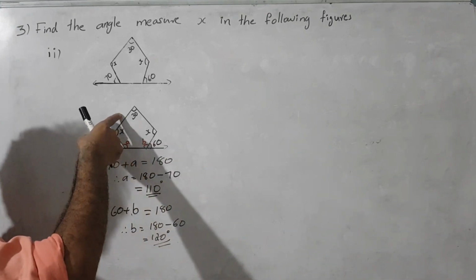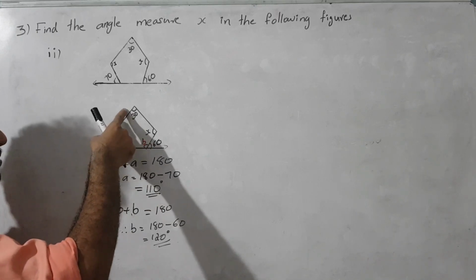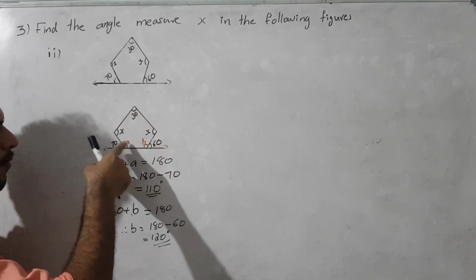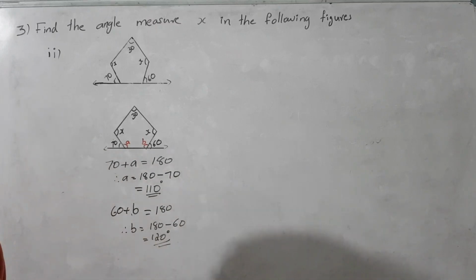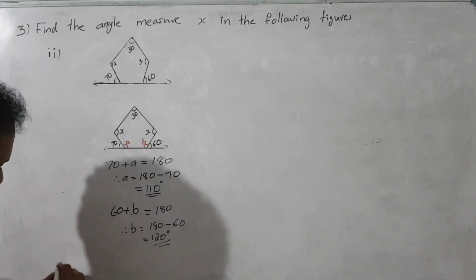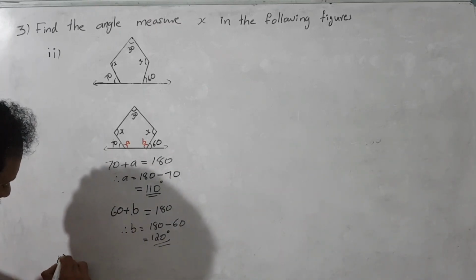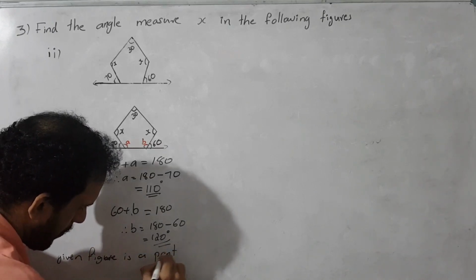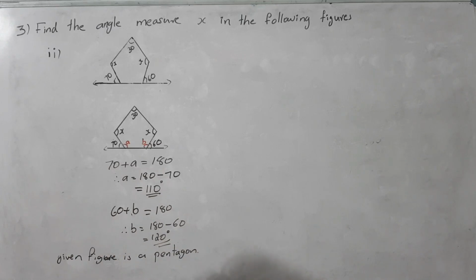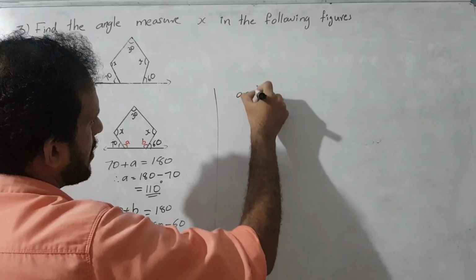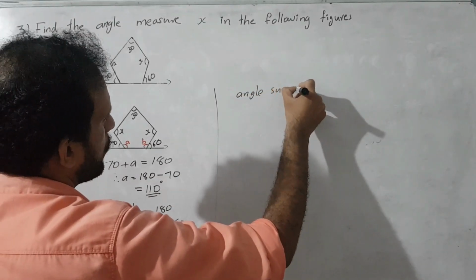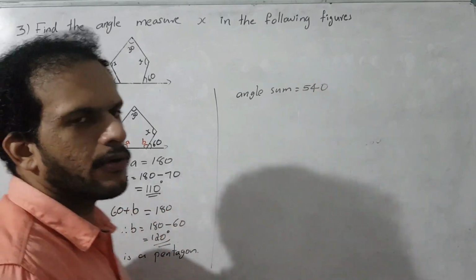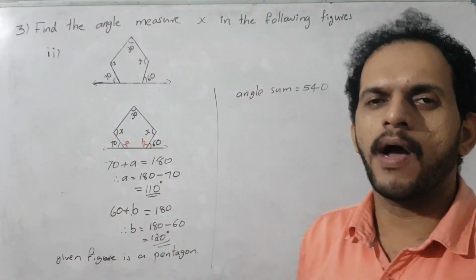We already identified the figure. How many sides does the figure have? 1, 2, 3, 4, 5. Five sides, so it's a pentagon. Correct? Then we start. The given figure is a pentagon. Therefore, the angle sum is equal to 540.